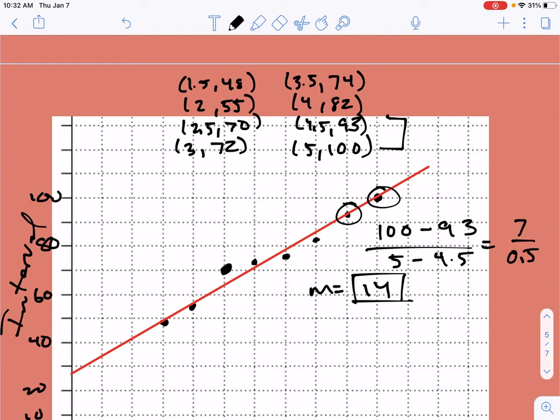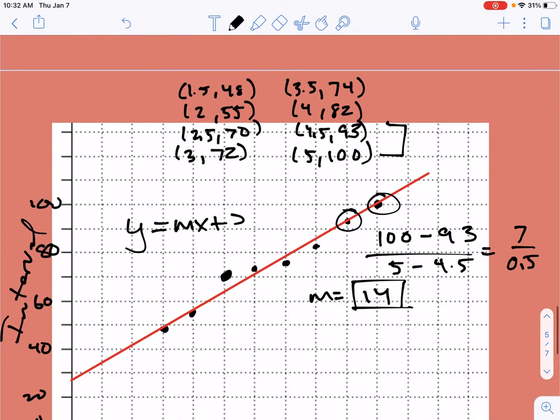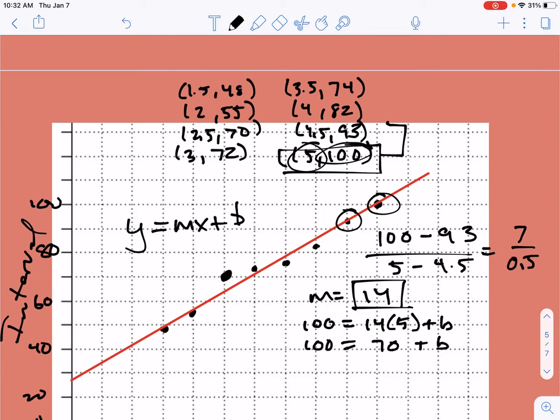So if m is your slope, we're now going to put this in our all-purpose equation, y equals mx plus b, with an easy to work with point. Let's use this point right here, 5, 100. You want to use a point that's on the line. So y is 100, equals m is 14 because we just figured that out, times x, which is 5, plus b. So you wind up getting 70 plus b equals 100. That means b has to be 30, because if you subtract 70 from both sides, that's what you get.